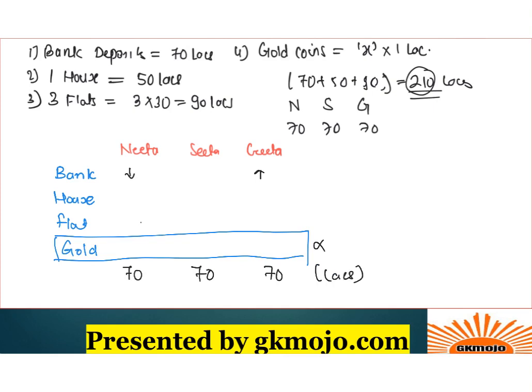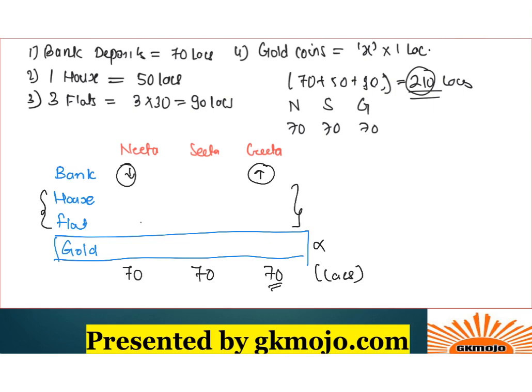Now, if Geeta received the highest in bank deposits, then in other assets she should receive as little as possible to keep it at 70 only. And since Nita received the lowest in bank deposits, she should have as much as possible in the other assets, that is house and flat. She would have received the highest over here.